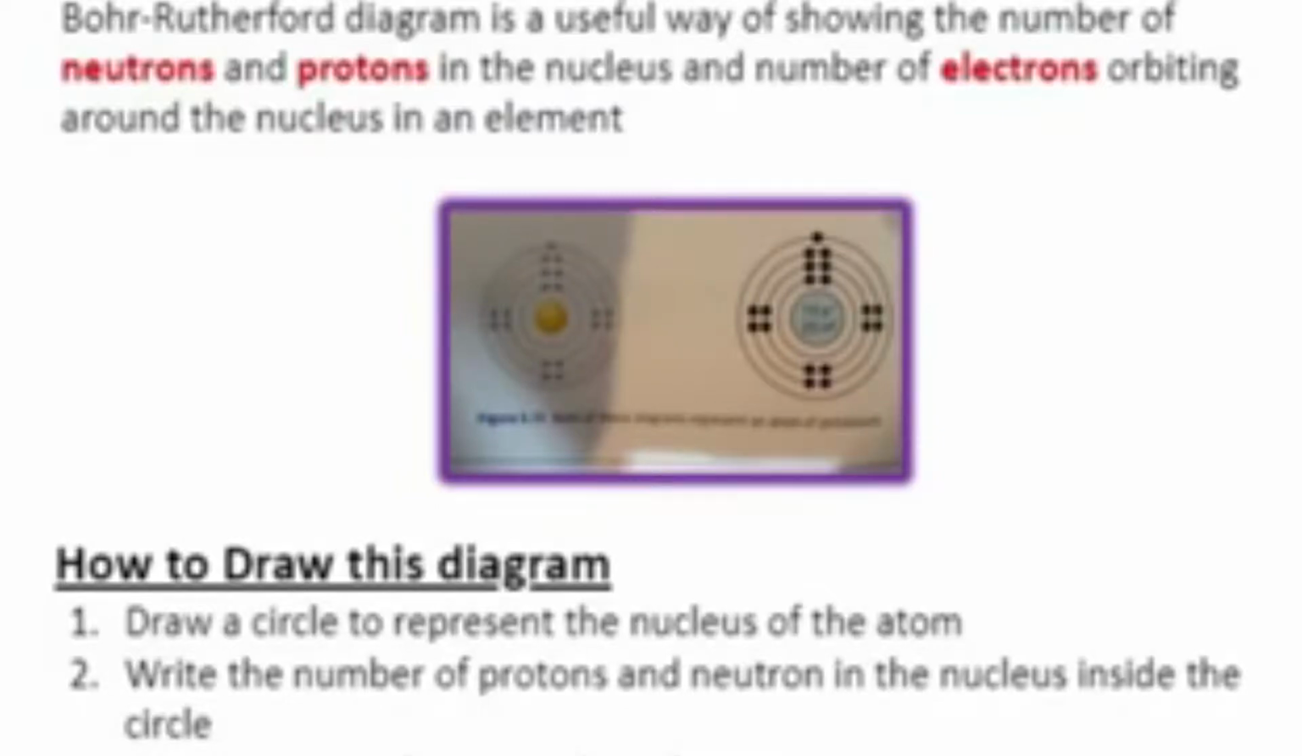In this video, we're going to look at how to transform atomic structures into the Bohr-Rutherford diagram, where we're able to use various numbering systems, like indicating the number of neutrons and protons in the nucleus, and also indicating the number of electrons orbiting around the nucleus of an element.